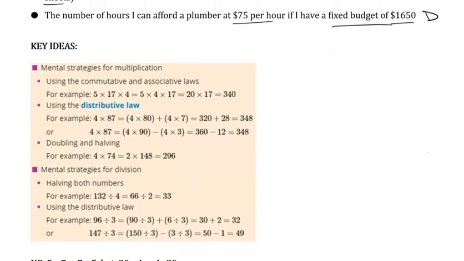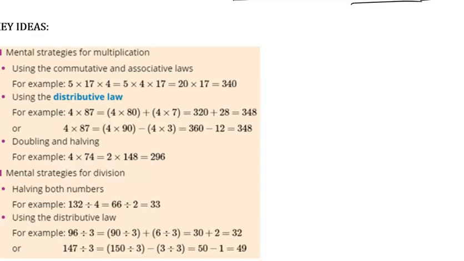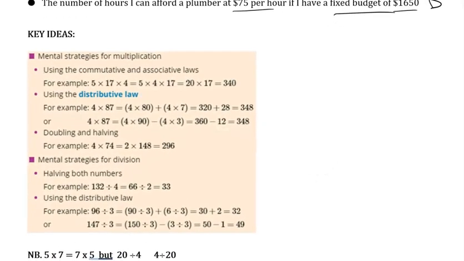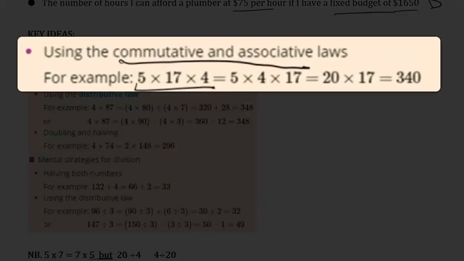We can use mental strategies, and some really good mental strategies include the fact that multiplying is commutative and associative. That means that I can multiply in any order. So 5 times 17 times 4 can be done like this, and I know that 5 times 4 is 20. That can make life easier.